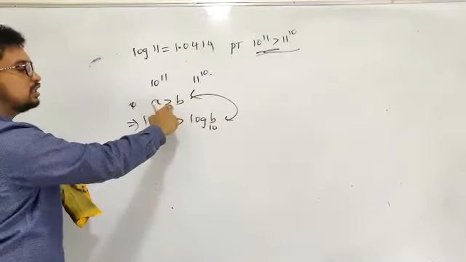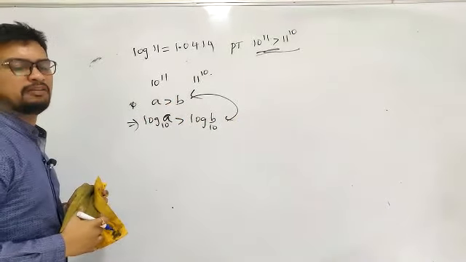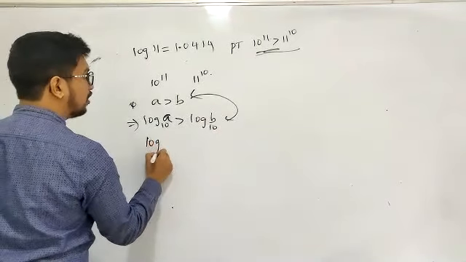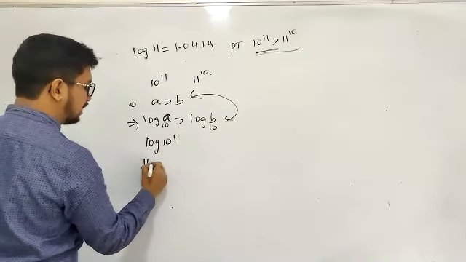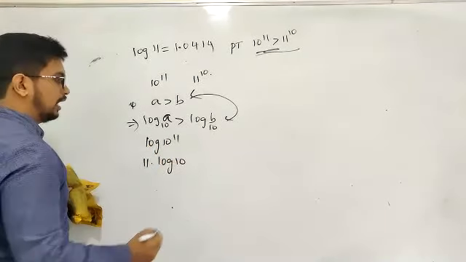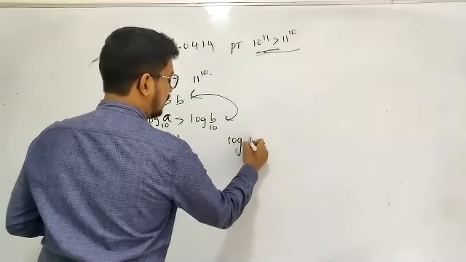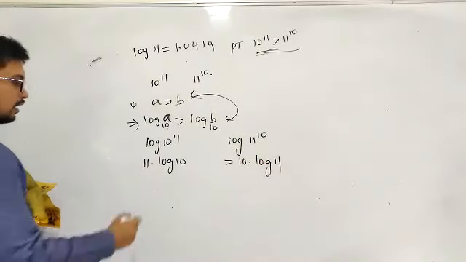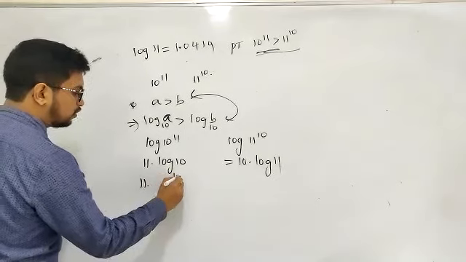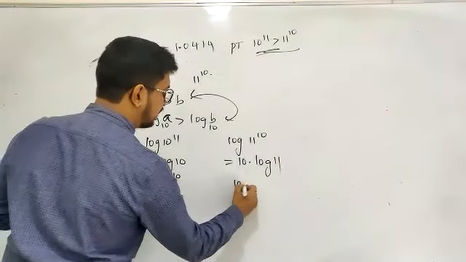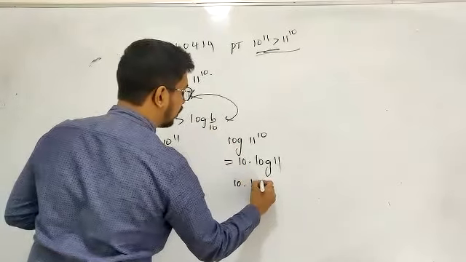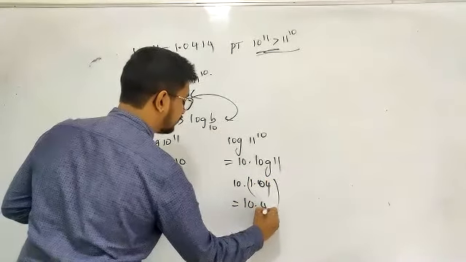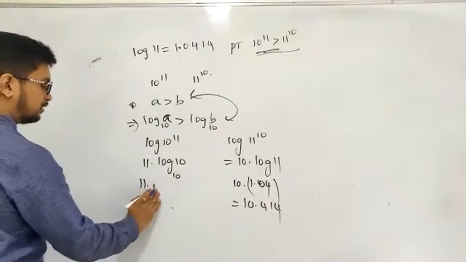You can conclude this as the base is greater than 1. It will be like a directly proportional type of thing. So I'll take log of 10 power 11. Log of 10 power 11 is 11 into log 10. And similarly, log of 11 power 10 is 10 into log 11. So 11 into log 10 to the base 10 is 11. And this value will be 10 into log 11, whose value is already given, that is 1.04. So this value is something like 10.414. The other value is 11.